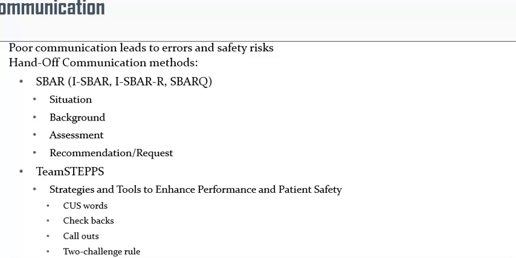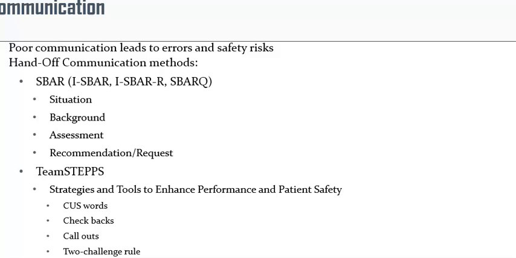And then your I-SBAR, the I reminds individuals to identify themselves. Your SBAR-R, the R is response that the receiver provides based on the information given. And then SBAR-Q, the Q stands for any additional questions that may need to be answered. We will use SBAR. Nurses generally use SBAR versus the other examples.